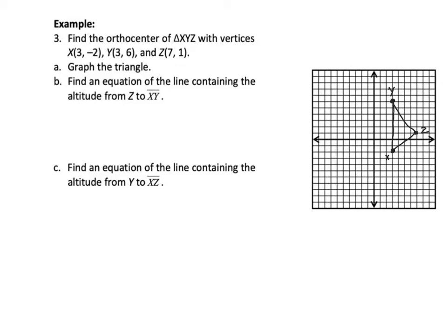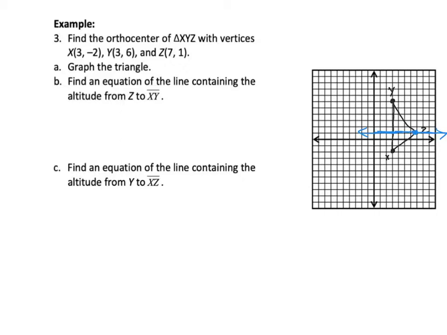This is the triangle we're using, right? And what we're going to do is find an equation of the line containing the altitude from z to xy first. So start at z, that's one of our vertices. And then to make a perpendicular bisector, or that altitude, we would be going straight into right here. And this would be our line, or our altitude.